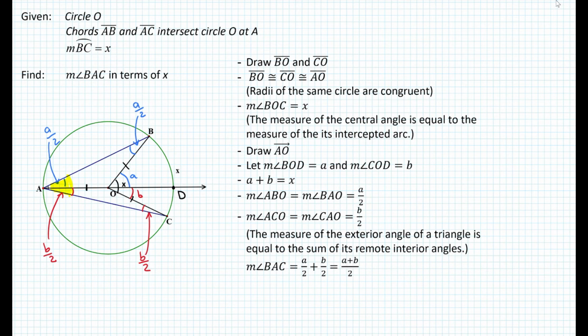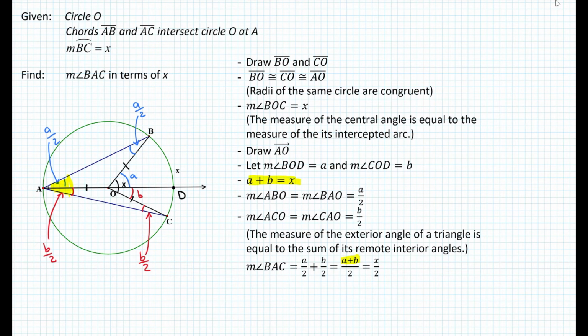Which can be simplified into A plus B, all over 2. But notice, what do we know about A plus B? If we look at this, A plus B is equal to x. So we can substitute that into the fraction to obtain that the measure of angle BAC is equal to x over 2. And that is always going to be the case. As a matter of fact, an inscribed angle is always going to be half of its intercepted arc. So let's look at this and develop a theorem now.